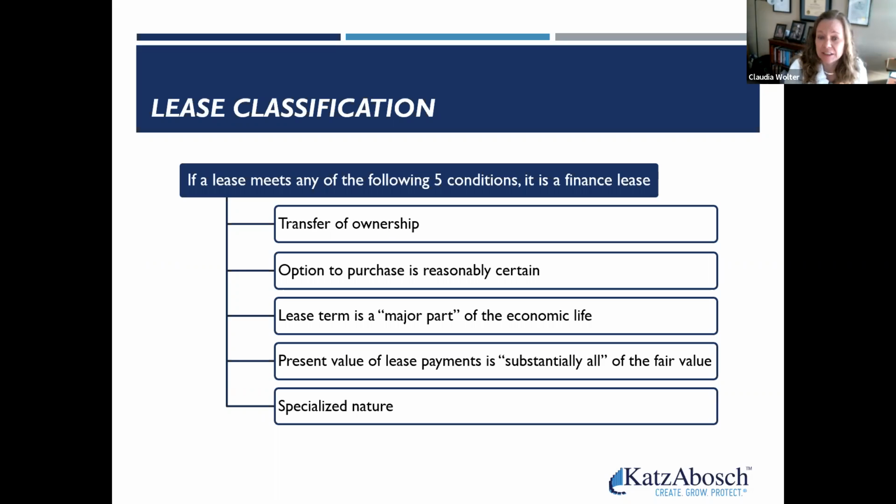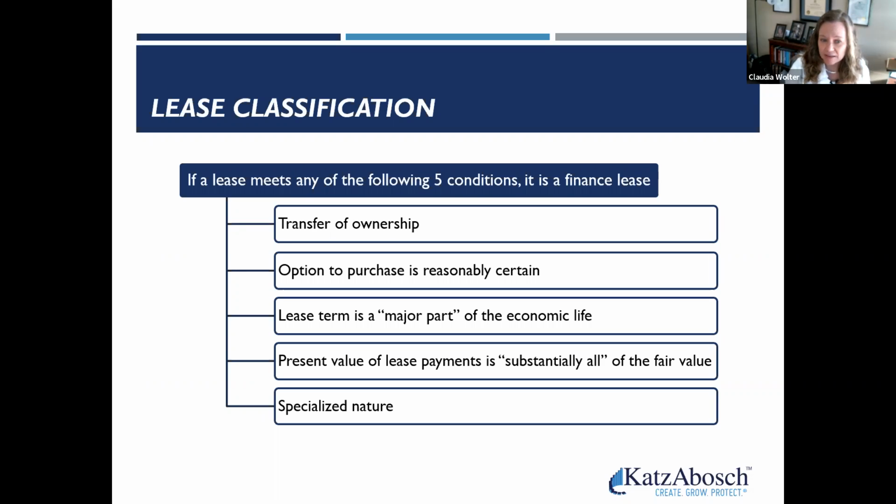The present value of the lease payments is substantially all of the fair value. This was the old 90% test. So if you present value your lease payment stream and it's greater than substantially all of the cost of the asset, if you were to just purchase it outright, then that's also considered a financing type lease.